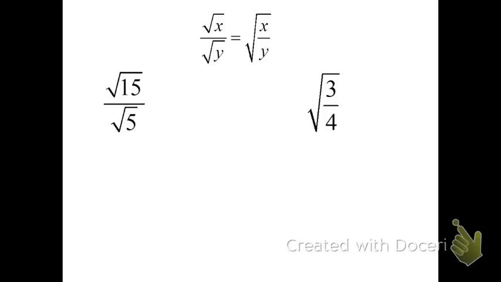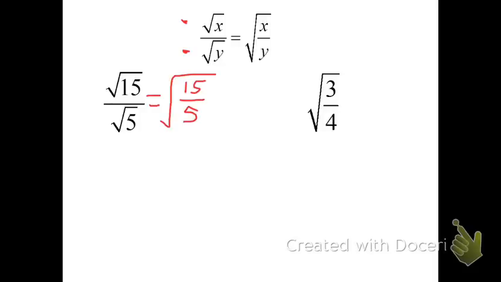So if you have a fraction where the numerator and the denominator are both being square rooted, like right here and here, you can rewrite that as dividing the numerator and denominator and then taking the square root of that quotient. So right here, the square root of 15 over the square root of 5, the order of the division or the square rooting doesn't matter. So we can rewrite this as the square root of 15 over 5.